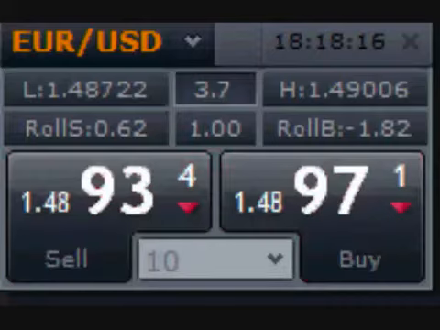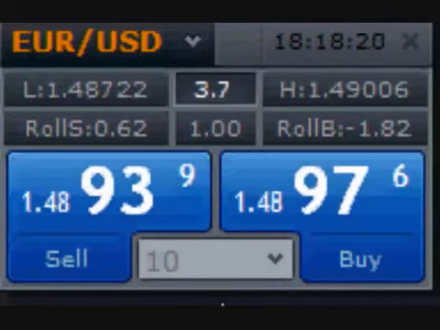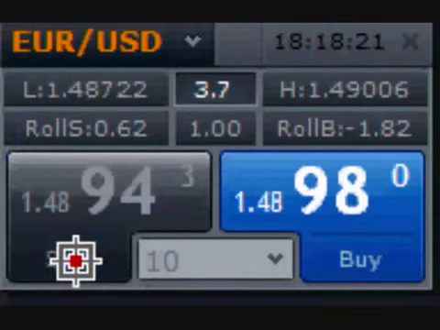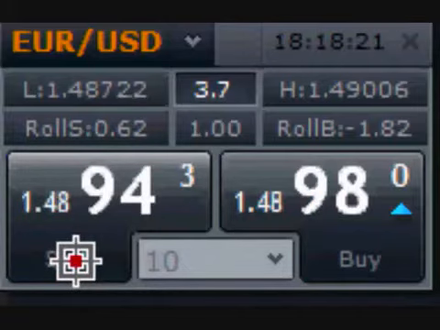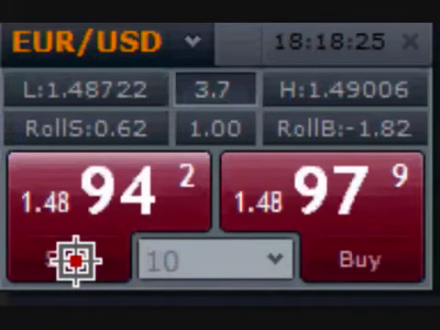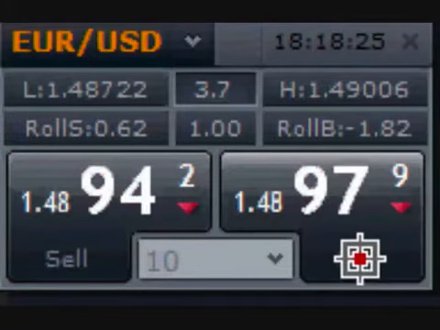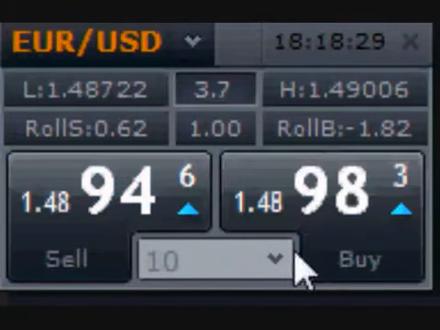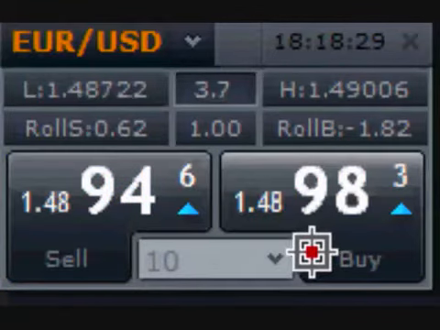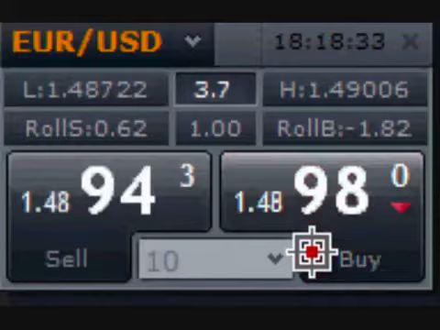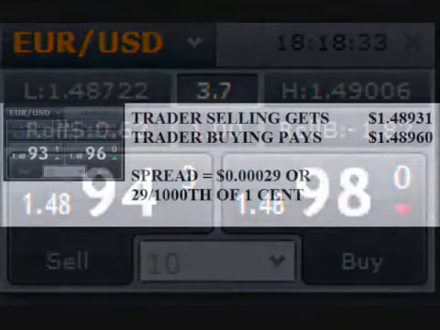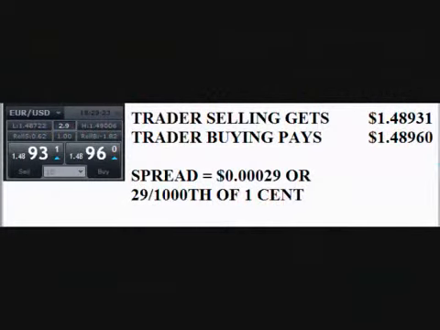When a trader places an order to sell the euro dollar pair, he receives the lower amount. The broker will match him up with a buyer who pays the higher amount, and the difference between the 2 prices is what's known as the spread, and that's how the broker makes money. He keeps that. So let's break that down again.